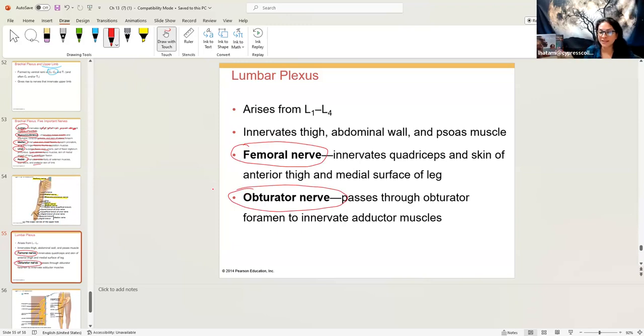to innervate the quadriceps muscle. The muscle is going to be found on the anterior compartment of the thigh. And obturator nerve, if you remember the obturator foramen, which was an opening of the coxal bone, the obturator nerve is going to pass through the obturator foramen and then go to the thigh region.